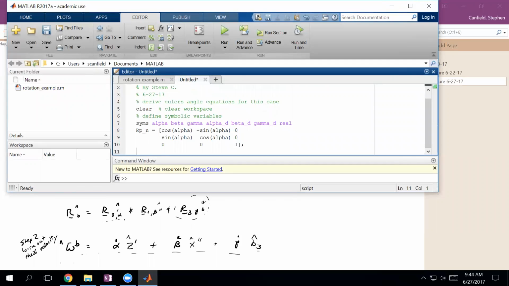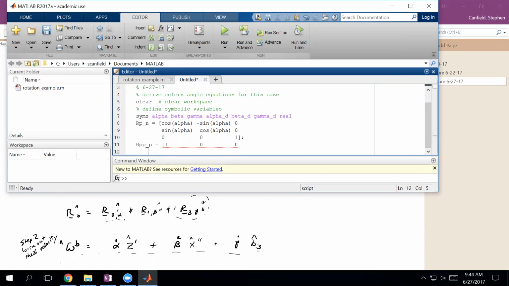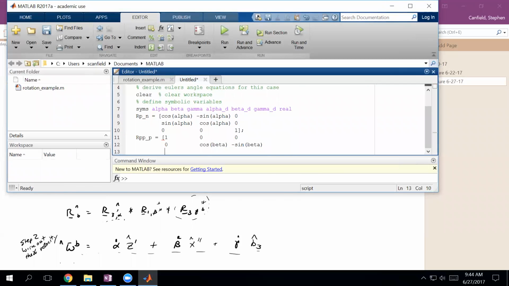My projection from my double prime to my prime was a rotation around the 1 axis by beta, so it's 1, 0, 0. I got something like a cos beta, negative sine beta, 0.